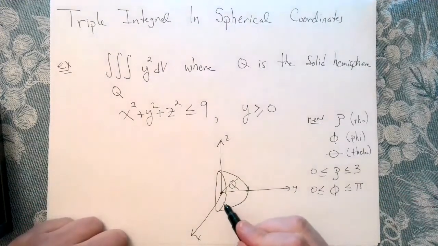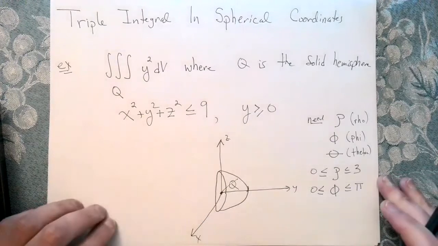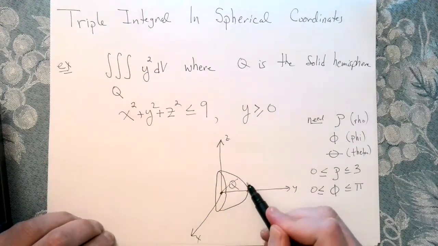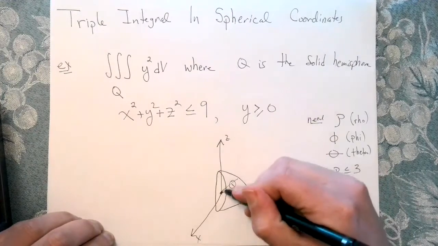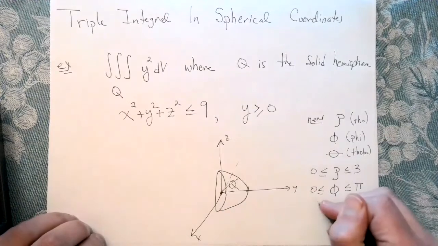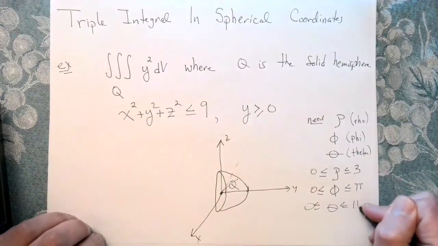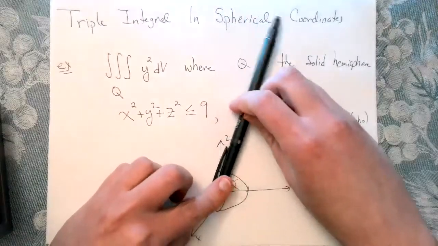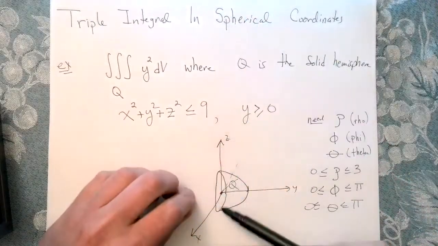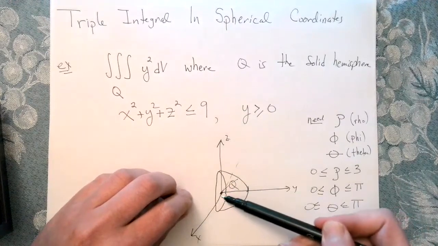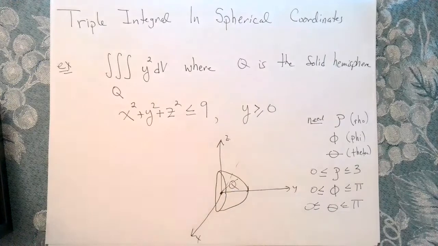And then theta is the angle measured from the positive x-axis. So theta will go from 0 all the way around, if I were to extend that, all the way out to pi. So theta goes from 0 to pi. Okay, so phi is measured this way, and theta is measured this way, around, sort of like its belt angle in a sense.